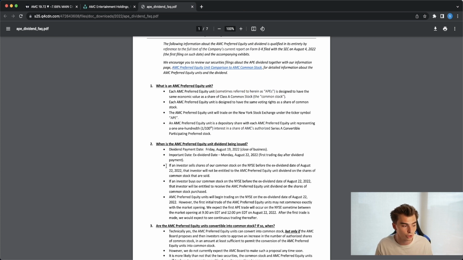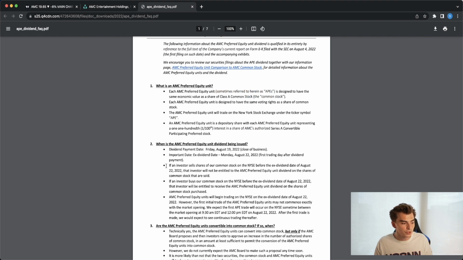However, the first initial trade of the AMC preferred equity units may not commence exactly with market opening. We expect the first APE trade will occur on the New York Stock Exchange sometime between market open and 12 p.m. Eastern time on August 22nd. So you essentially have until tomorrow, Friday, at the end of the day, if you do want to buy more AMC shares and receive more APE. That is what we are saying here.